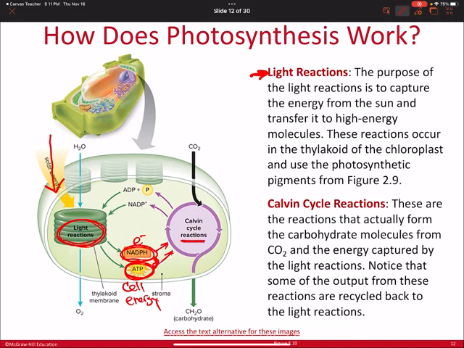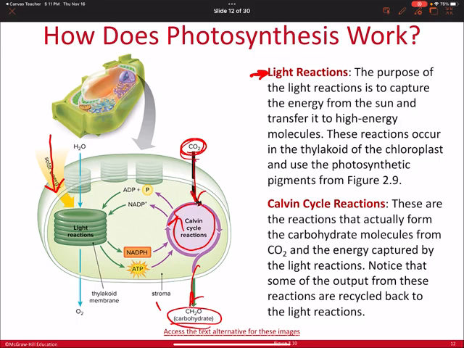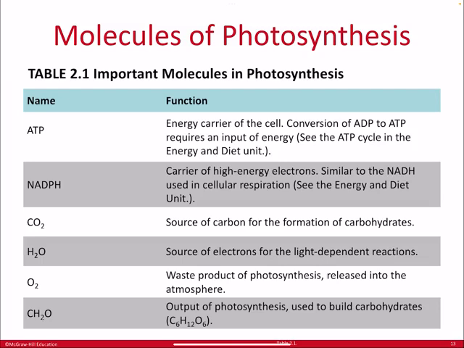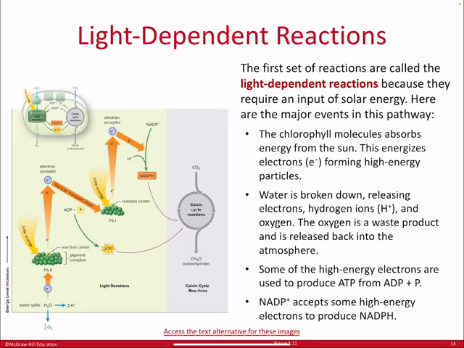The Calvin cycle is like this wheel that turns around and around and around. And when it turns around, if you put carbon dioxide into the cycle and you can spin the cycle, you can spit out a carbohydrate. And you can take these and build sugars from them. These are important molecules in photosynthesis: ATP, NADPH. Make sure you read that and understand what those are. Well, the first set of reactions are called light-dependent reactions because they require solar energy.